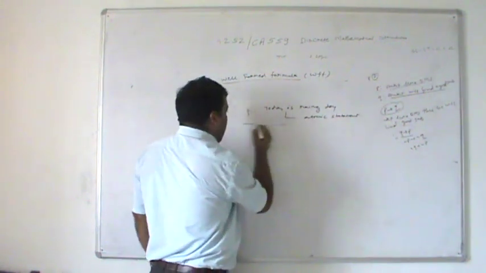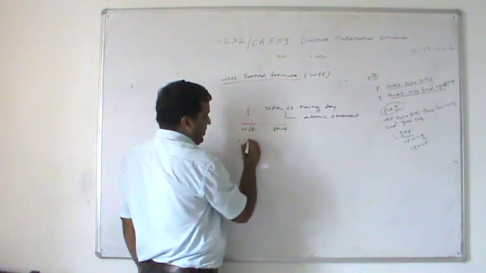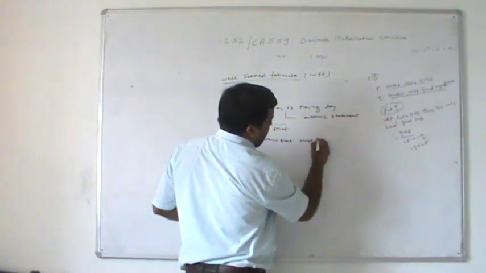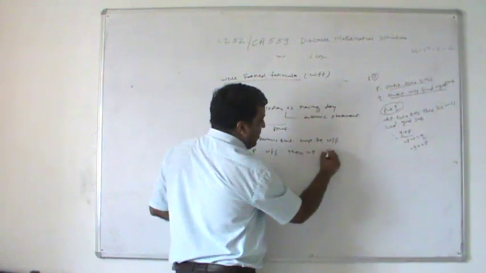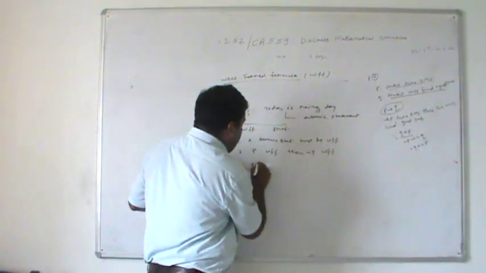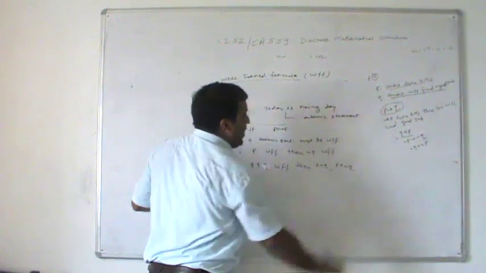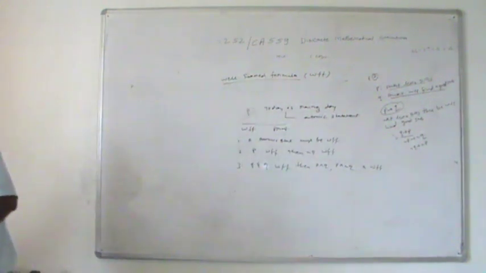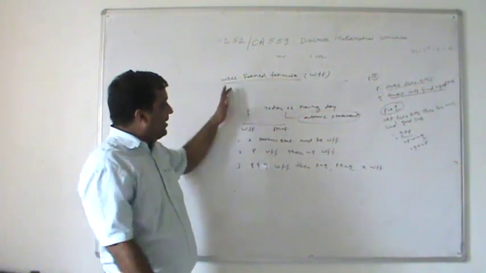A well-formed formula has the following properties. First, an atomic statement must be a well-formed formula. Second, if P is a well-formed formula, then negation P is also a well-formed formula. If P and Q are well-formed formulas, then P and Q, P and negation Q are also well-formed formulas. So a statement that cannot be broken down into smaller statements is called an atomic statement. These are the properties of a well-formed formula.